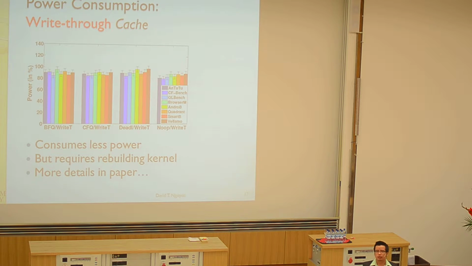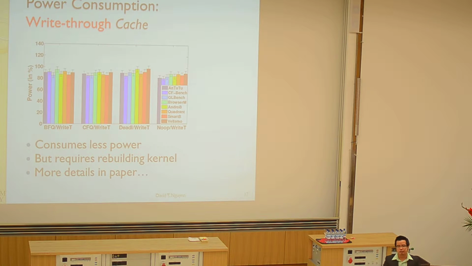Okay, how about cache? If we change the cache policy to write through, whereas by default it's write back, we compare to the baseline with the values measured when there is a write back. You see again that the power consumption is around 90% of the original values. So essentially we can say that, again, changing the cache to write-through seems to consume less power.